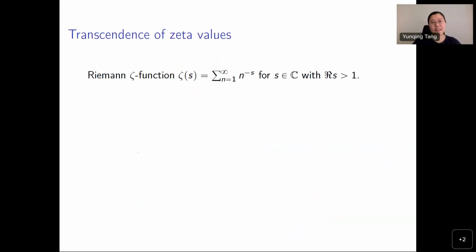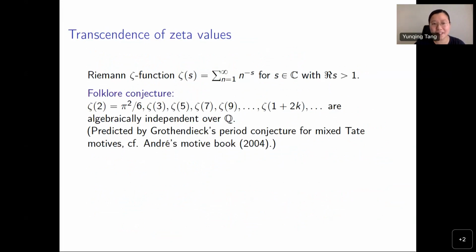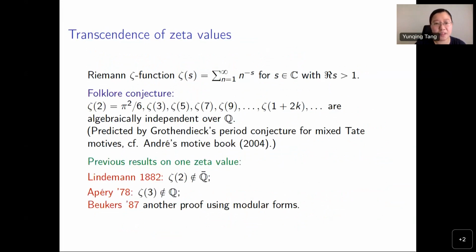Okay, so now let me present another application. Let me talk about the application first and then talk about why it is also related to the previous thing. The application is about zeta values. We have the Riemann zeta function, and conjecturally, all the zeta values are algebraically independent. There are many results on the dimensions spanned by various zeta values. But if we restrict ourselves to just one zeta value, that's essentially what we know. We know that zeta 2 is not algebraic, and we know zeta 3 is not rational.